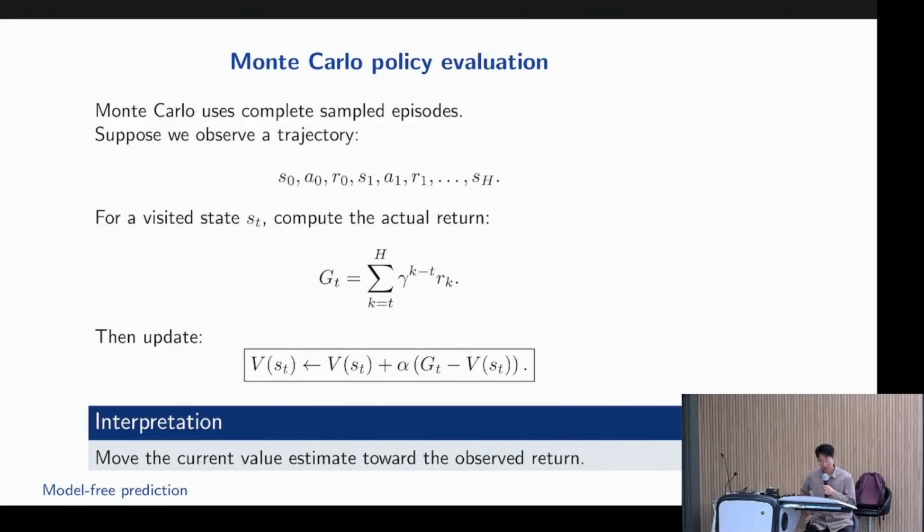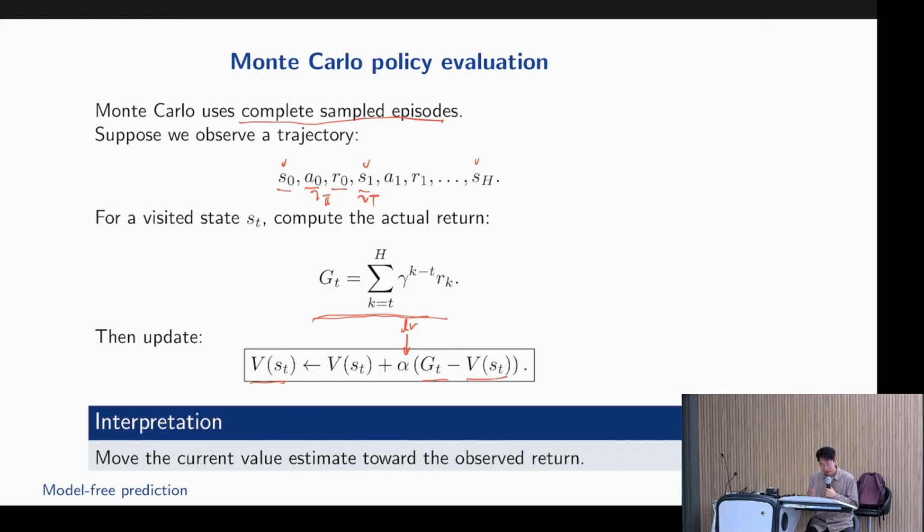So here is the algorithm, Monte Carlo policy evaluation. It uses complete sample episodes. Suppose you observe a trajectory starting at some state S0, execute A0 coming from some policy pi, and get some reward. The next state is determined from the dynamics, and so on. For every visited state, you can compute the actual return. Once you compute this sample return, you update the values for that state. You can think about it as some form of learning rate times the sample return minus the current estimate of the value.